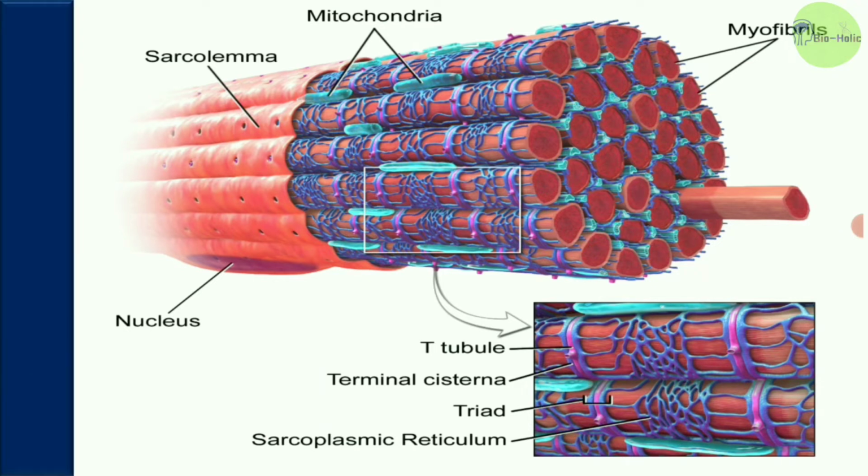This is a typical structure of skeletal muscle. We will learn about every part of this in detail in our next slides.